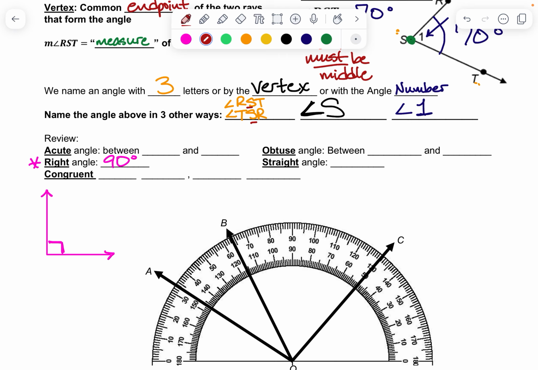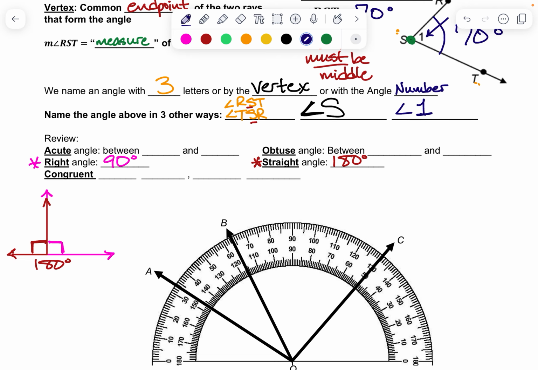Now, if you take a 90 and you put it with another 90, you put them beside each other, 90 plus 90 gives you 180 degrees. It also gives you a straight line. So that is our straight angle at 180 degrees.